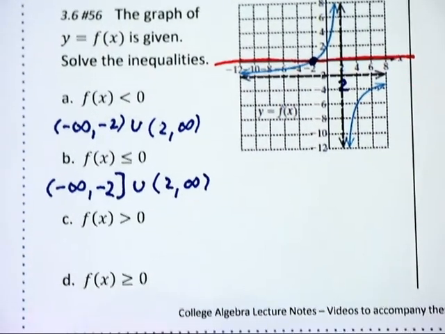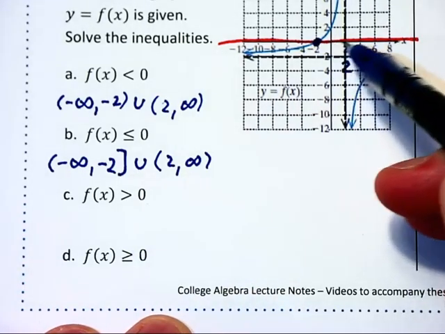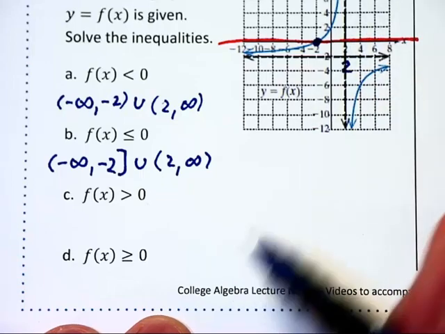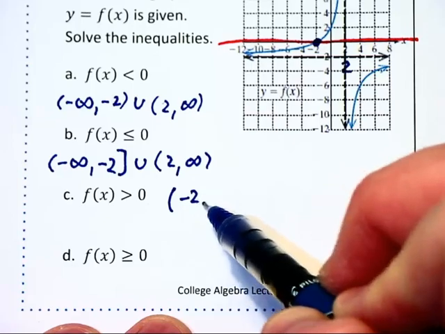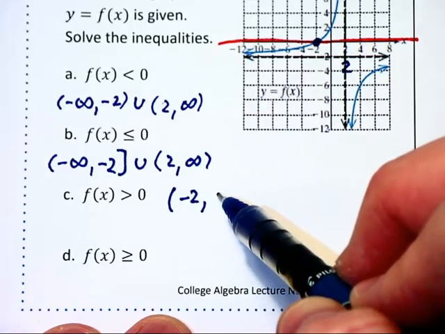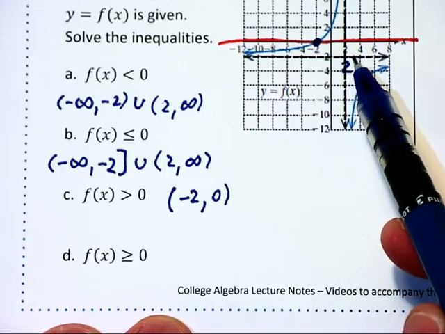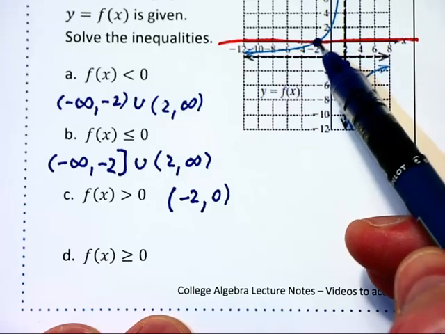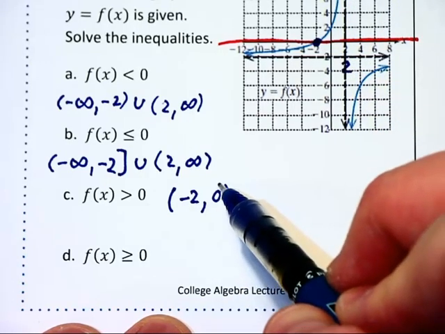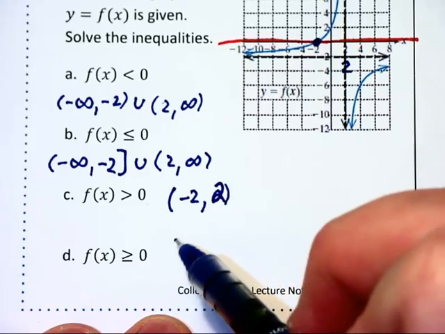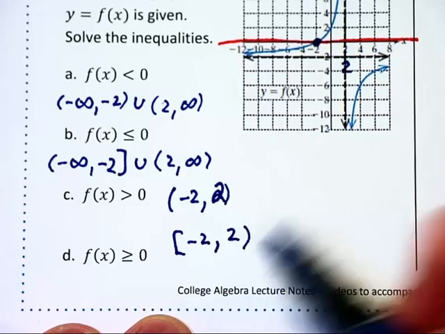Where is the function above 0, above the x-axis? Well, the answer is between -2 and 0. -2 comma 0. And where is it greater than or equal to 0? Now we can include this endpoint right there, but not at the vertical asymptote. This should have been a 2, my apologies. And we're going to have -2 with a bracket, comma 2 with a parentheses.